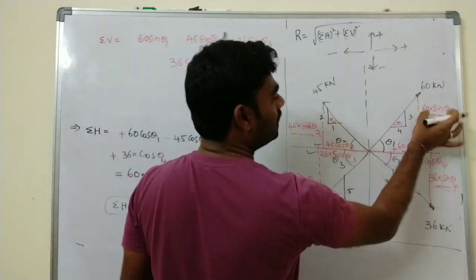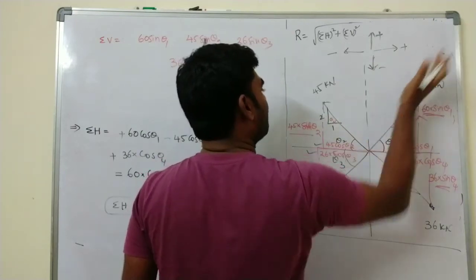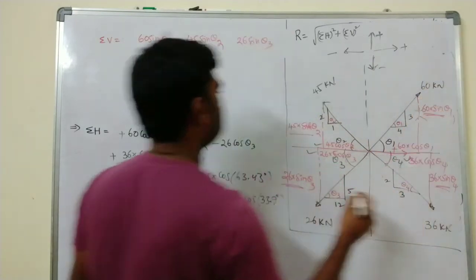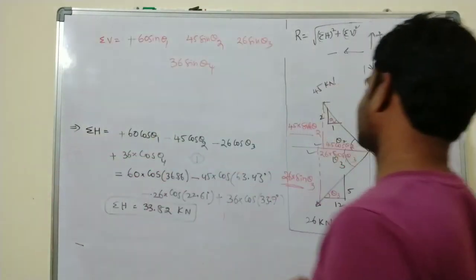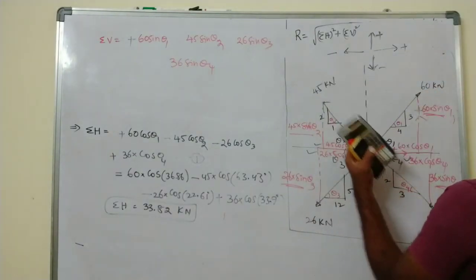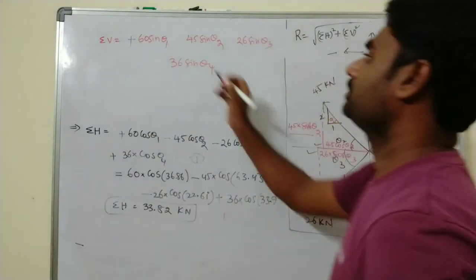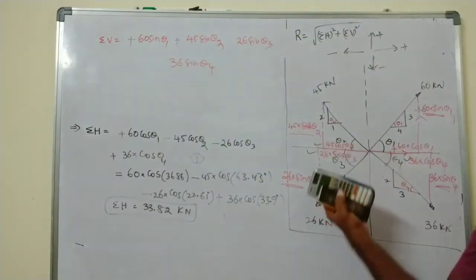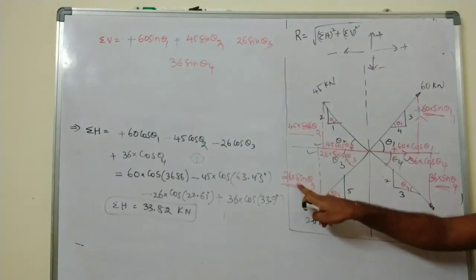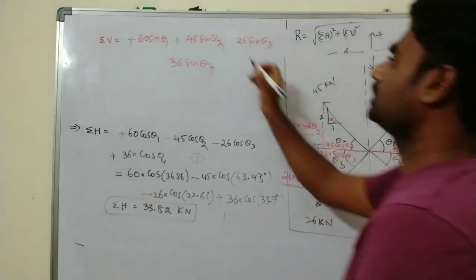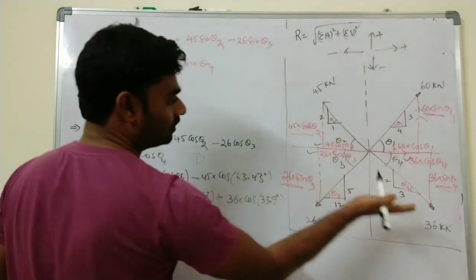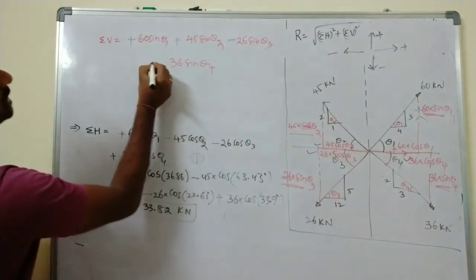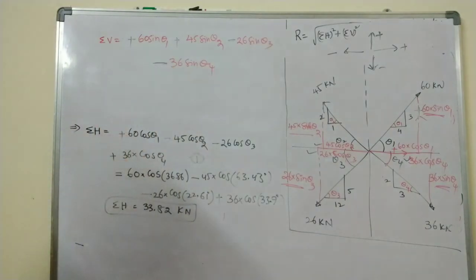See here, 60 into sin theta 1. This force is acting in the upward direction, that's why I am taking plus 60. Next, the second force, 45 kilonewtons. This force is also acting upward, that's why I am taking plus. Next force is 26 sin theta 3. This force is acting downward, so take this as negative. And 36 sin theta 4 is also acting downward, so take negative, that means minus.